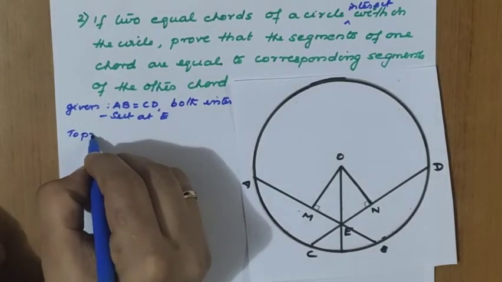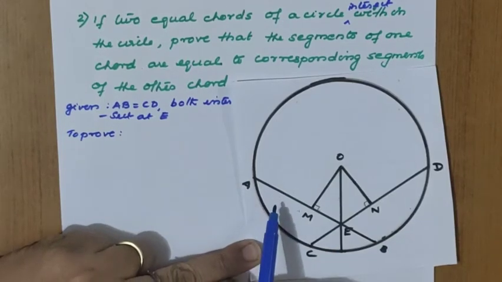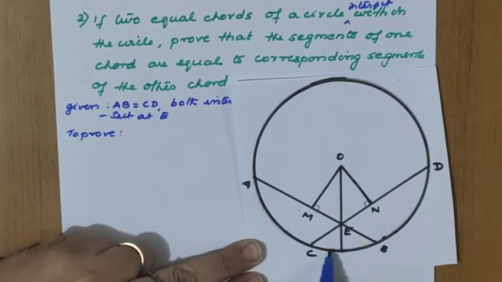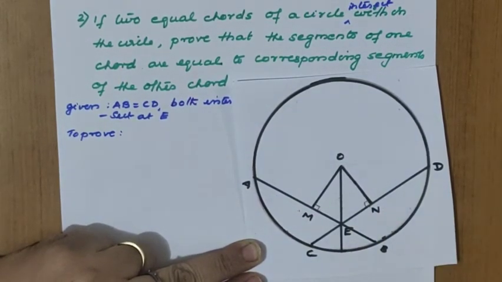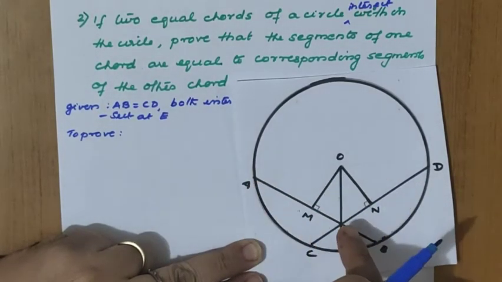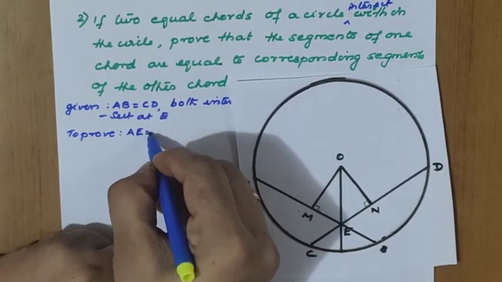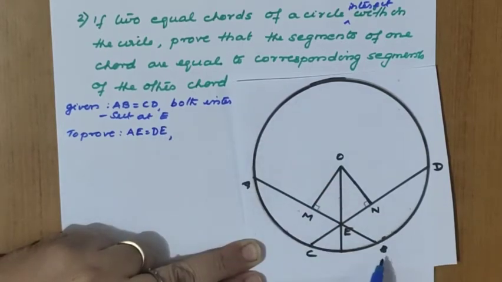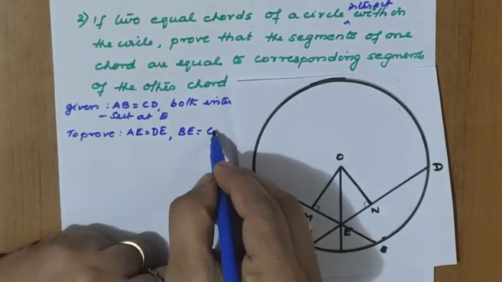So to prove, segments means chord and the corresponding arc. So AB and the arc AB is included, CD and arc CD is included for the segment. So the corresponding segment means above the line you are having AE, right? Then similarly DE for the second chord. So we should prove that AE equal to DE. And similarly one more segment is BE, the remaining part, is equal to CE.